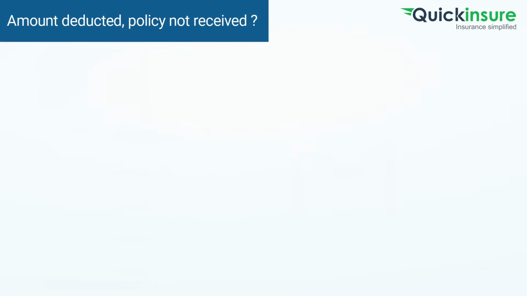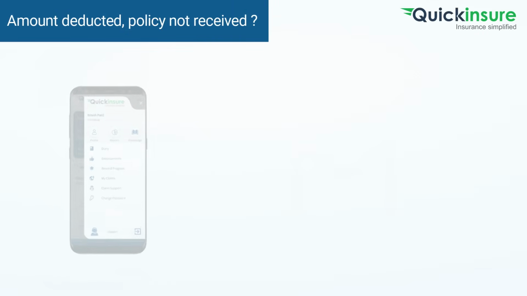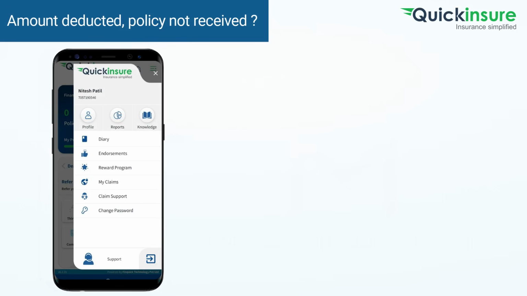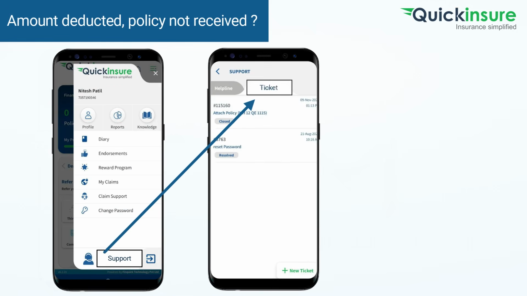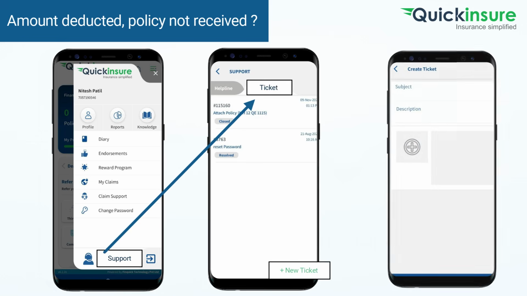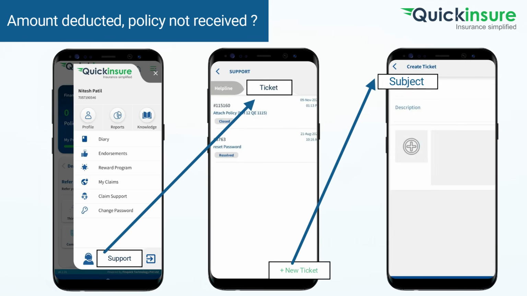Amount is deducted and policy is not received? Don't worry, here is how you can raise ticket. In menu section, click Support. Then navigate through Ticket and click New Ticket. Enter subject. Add description and attach proof.